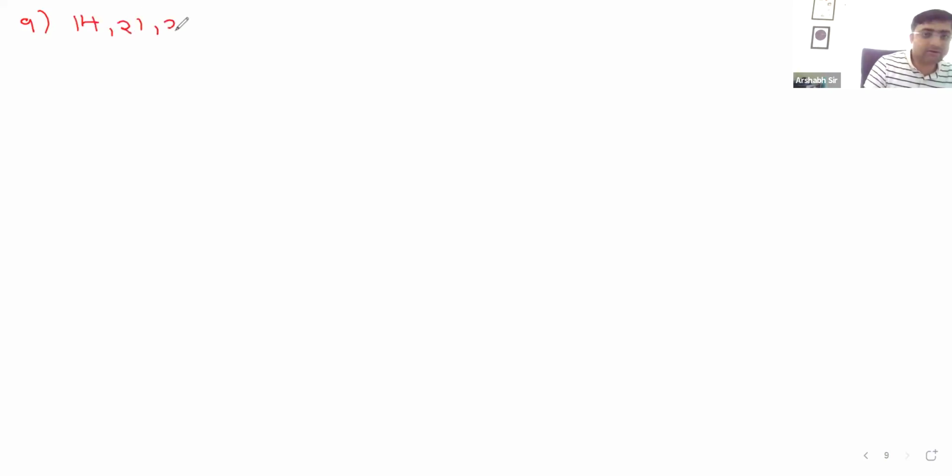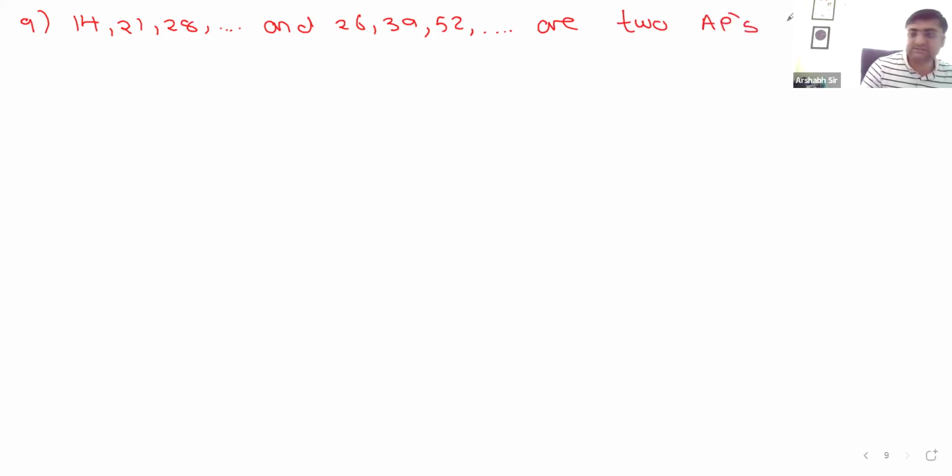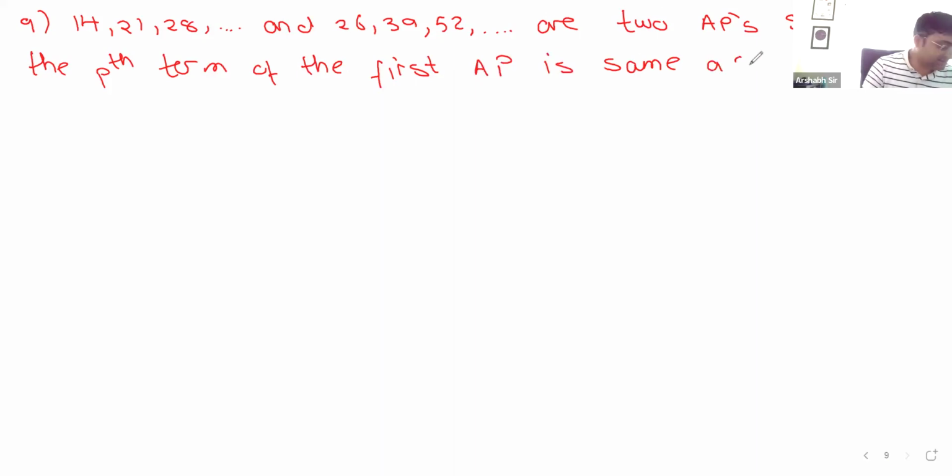Next question, देखो 9th. 14, 21, 28 and 26, 39, 52 are two APs such that the pth term of the first AP is same as the qth term of the second AP.